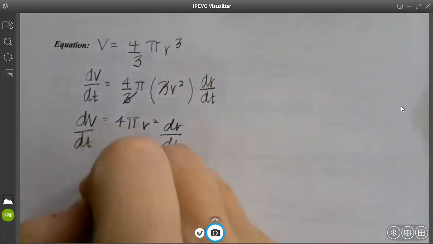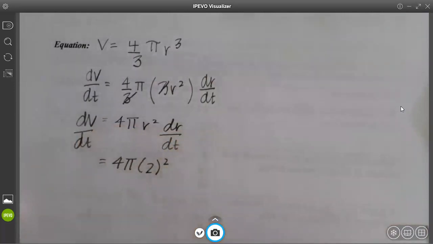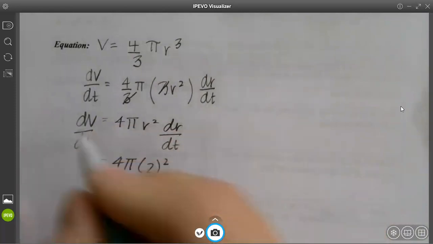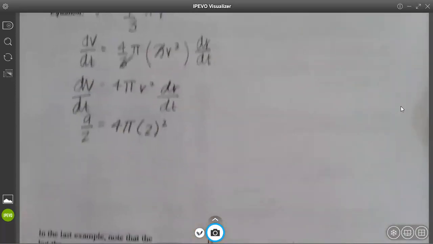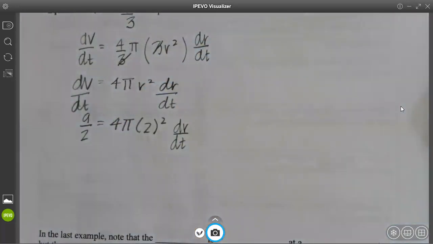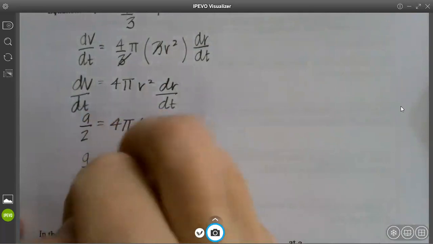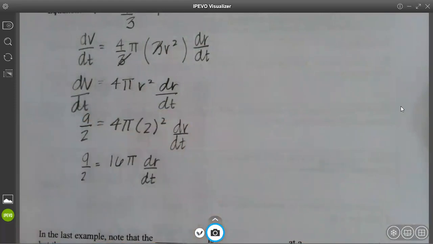Do I know what r is? Do I know what dr/dt is? No. Do I know what dv/dt is? Yeah. I'm going to write it as 9/2, so you can write 4.5. That's fine. And then I'm looking for dr/dt. I have 9/2 equals 16 pi dr/dt. 2 squared is 4 times 4 is 16 pi.